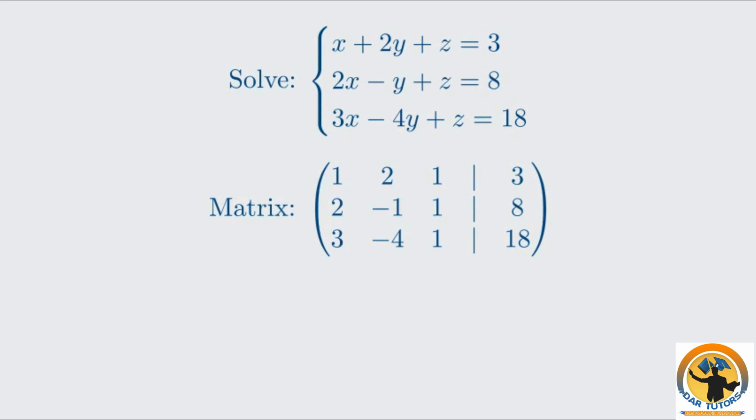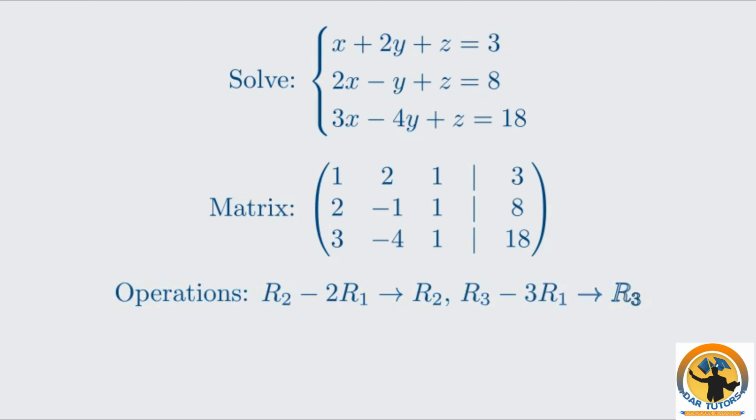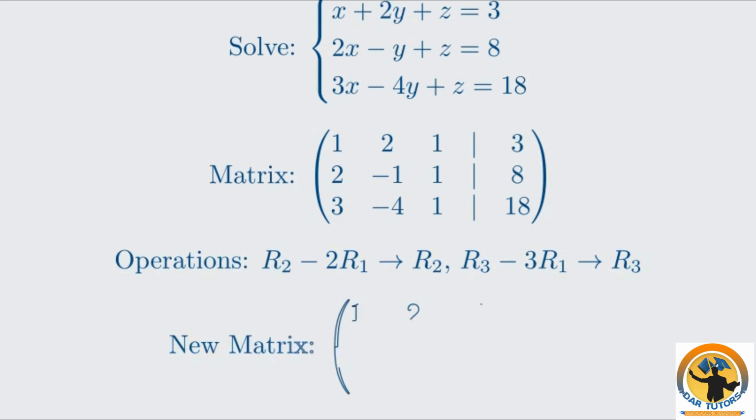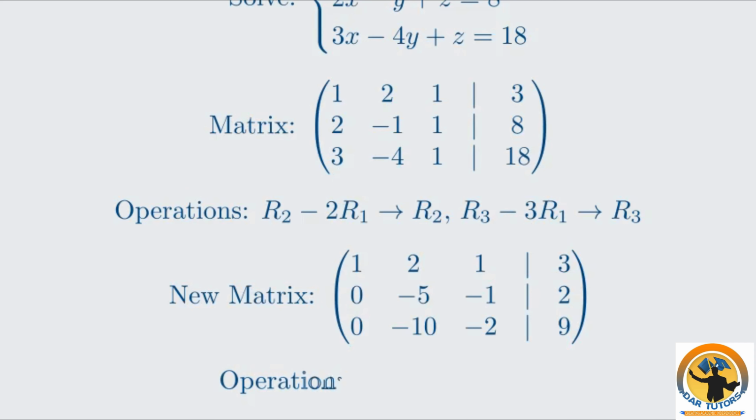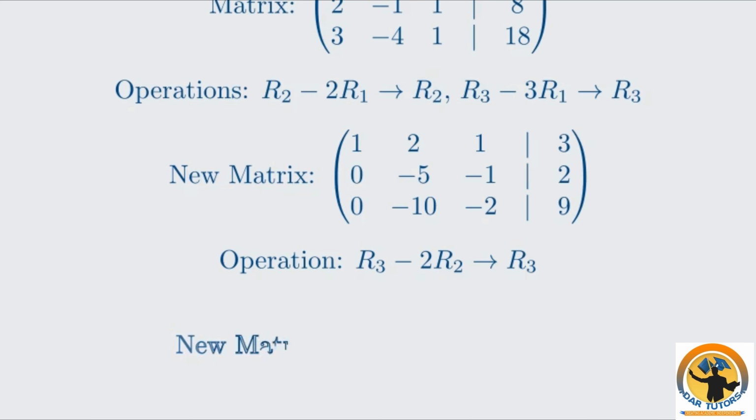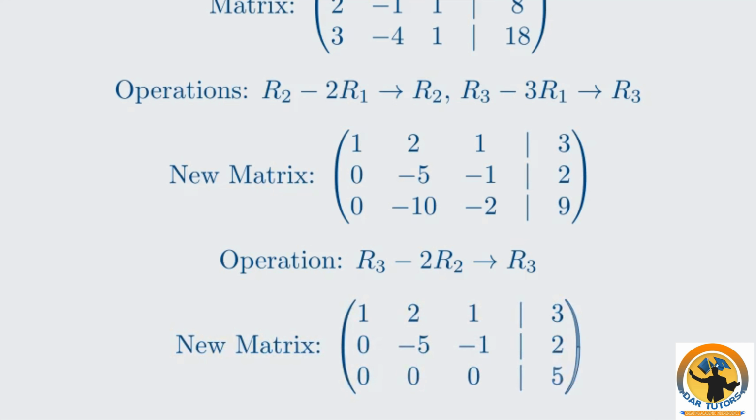First, we eliminate the x terms in the second and third rows. We perform R2 minus 2R1 arrow R2, and R3 minus 3R1 arrow R3. This gives us a new matrix with zeros in the first column below the leading one. Now, let's eliminate the y term in the third row. We perform the operation R3 minus 2R2 arrow R3. The first two rows remain the same. The new third row is 0, 0, 0, 5.